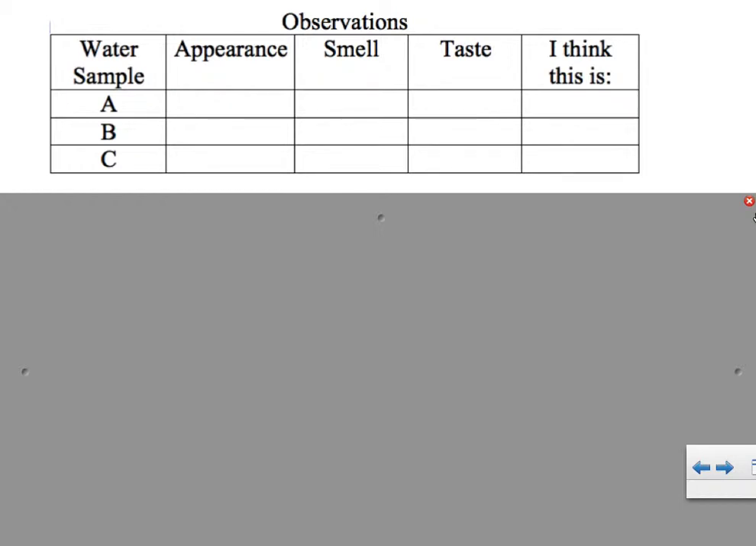Once your columns are done, you may have to go to the back. You might not. You might have some space where you can stay at the bottom. And then you'll have to go to the back. What we're doing is setting up for a demonstration that we're going to be doing tomorrow. Make sure you put water sample, appearance, smell, taste.